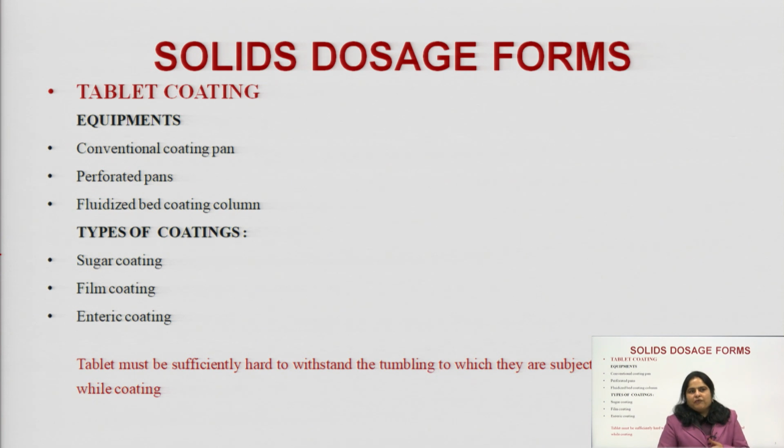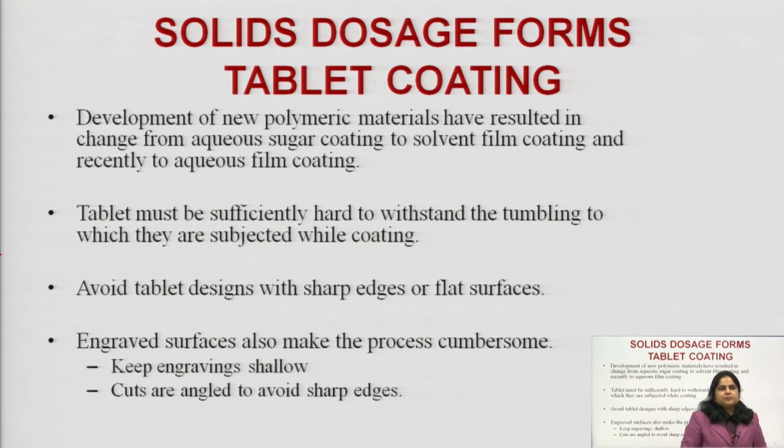The various types of coating involved are sugar coating, film coating, or enteric coating for modified release, where the drug is not stable in our gastric environment, so we have to coat it with the help of enteric coating polymers. One thing we should keep in mind is that the tablet should possess sufficient hardness to withstand the tumbling effect in the coating pan. The development of new polymeric materials has resulted in a change from aqueous sugar coating to solvent film coating and, recently, to aqueous film coatings.